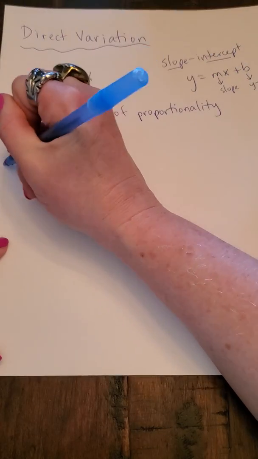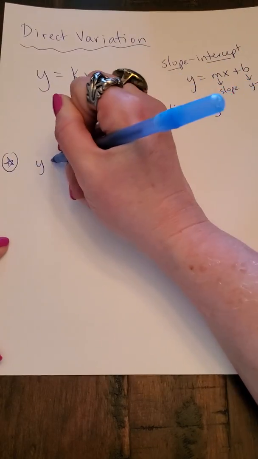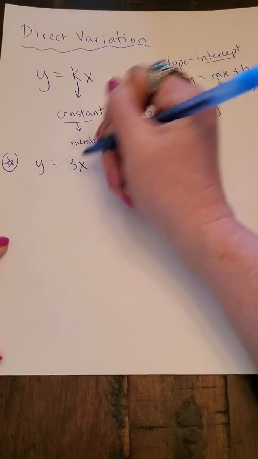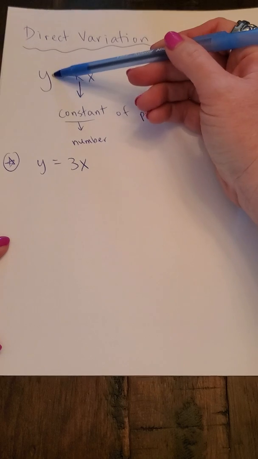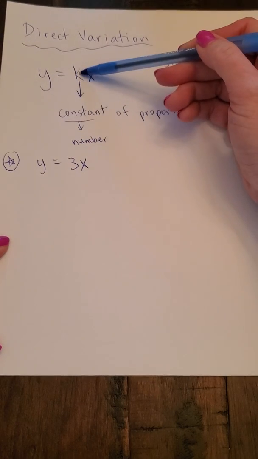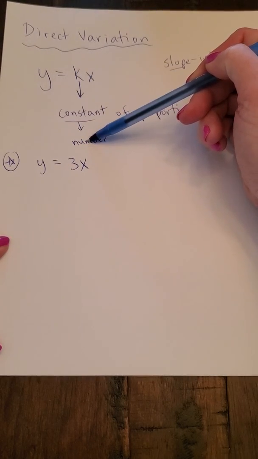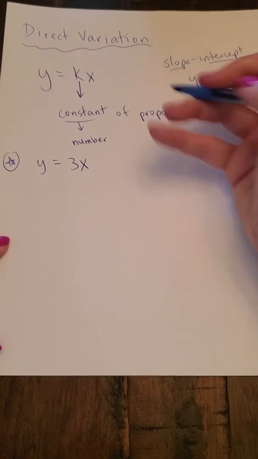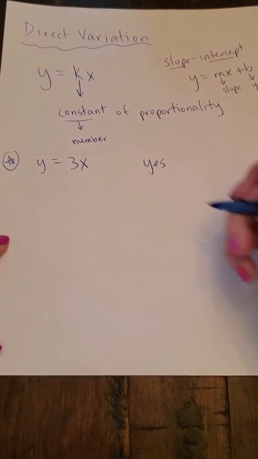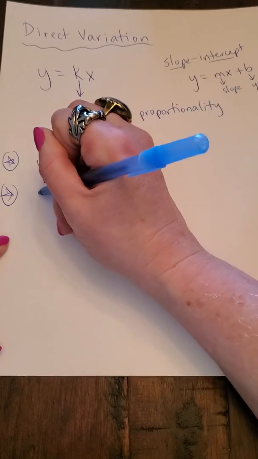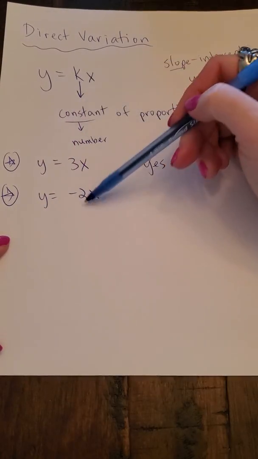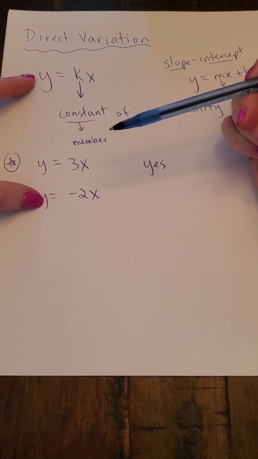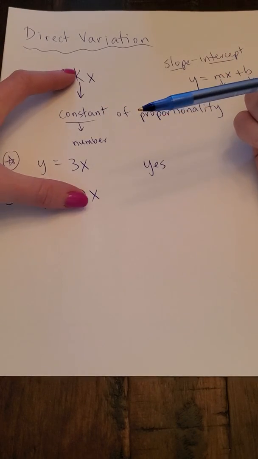So here are a few examples, and let's see if you can figure out whether or not it's a direct variation. All right, would that be a direct variation? Remember that k is really standing for a number, so that would be the 3, and this is the x. Yes, that would be a direct variation. Let's look at another one. y equals negative 2x. Does that follow the same thing? Yes, it does. Here's the k, and here's the x.